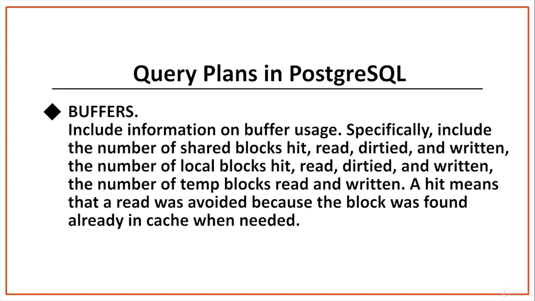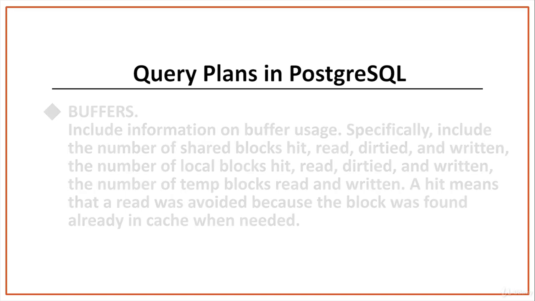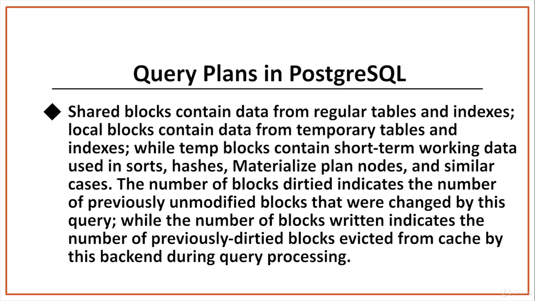BUFFERS. Include information on buffer usage. Specifically, include the number of shared blocks hit, read, dirtied, and written, the number of local blocks hit, read, dirtied, and written, and the number of temp blocks read and written. A hit means that a read was avoided because the block was found already in cache when needed. Shared blocks contain data from regular tables and indexes. Local blocks contain data from temporary tables and indexes, while temp blocks contain short-term working data used in sorts, hashes, materialized plan nodes, and similar cases.